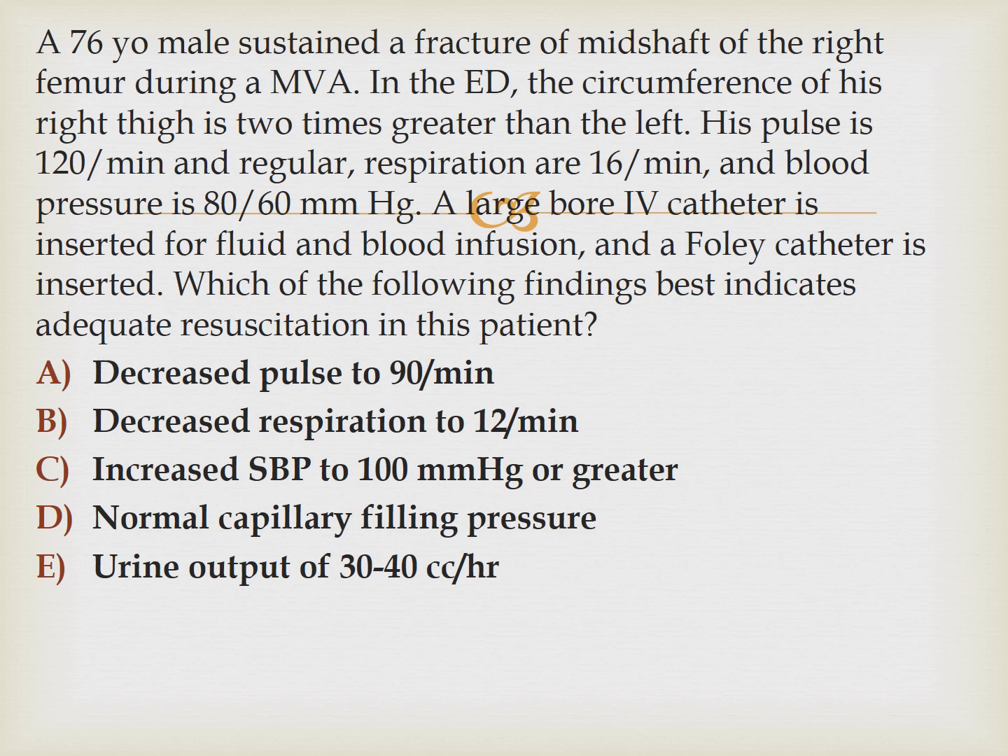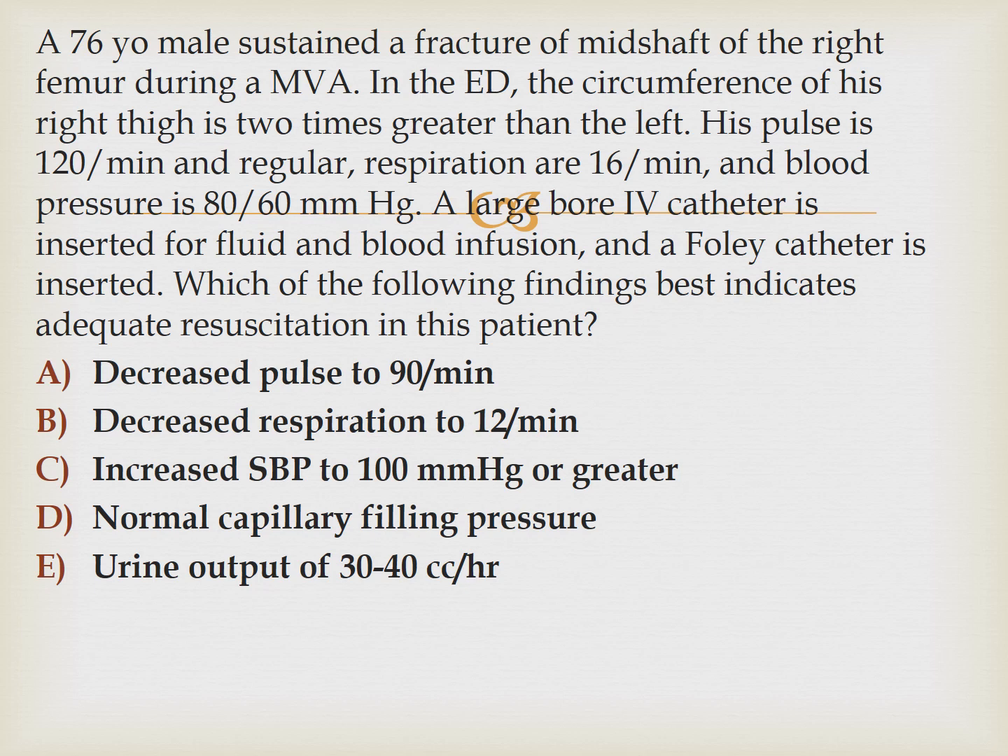Okay, so now you have a 76-year-old man who comes in with a fractured midshaft right femur. His pulse is this. He's hypotensive. You put in a large bore IV, so you always have to consider your ABC. Okay, this is another way of doing a question and learning from this. A large bore IV catheter is inserted for fluid and blood infusion. So airway, breathing, and circulation. Circulation has been addressed, and airway and breathing need to be addressed as well.